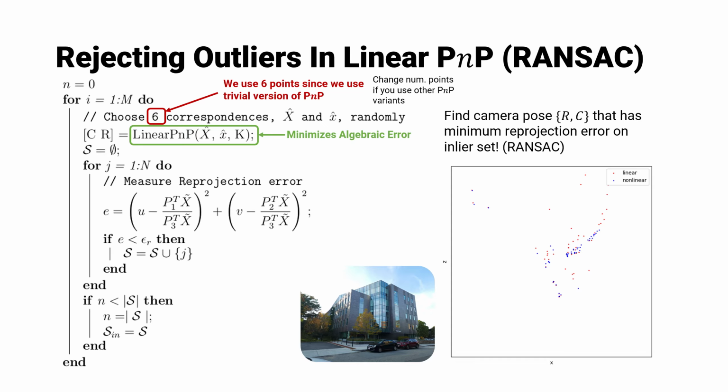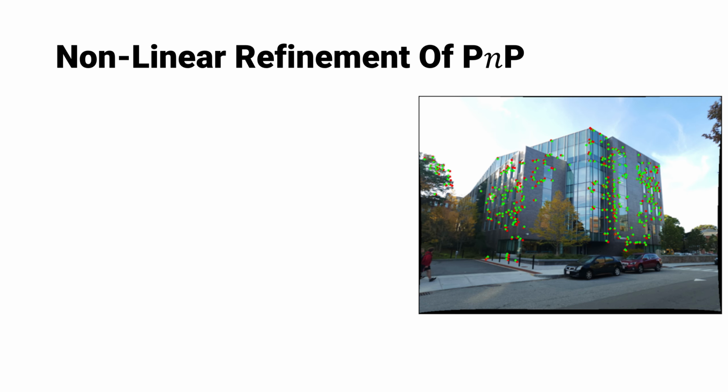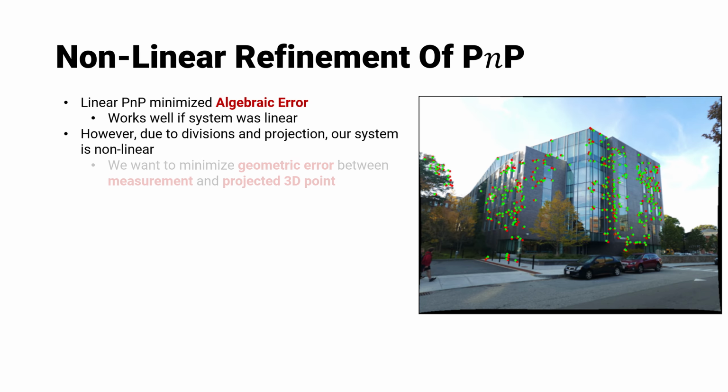Once we do the linear thing, we get these red points. This is where the image was. This is a good starting point, but it's not that great of a final answer. Linear PnP works well when the system is linear, but in practice it's not because we have divisions and projections. So we want to minimize the geometric error between the measurement and the projected 3D point. This concept of reprojection we utilized in the last video as well, where we saw linear triangulation become non-linear triangulation. I would highly urge you to go watch that video if this concept is not clear.